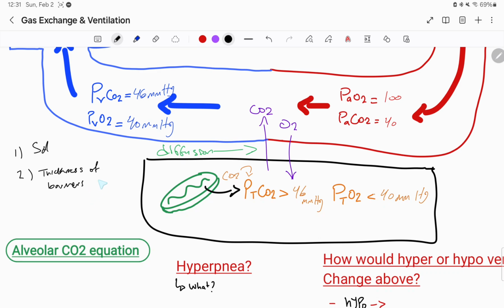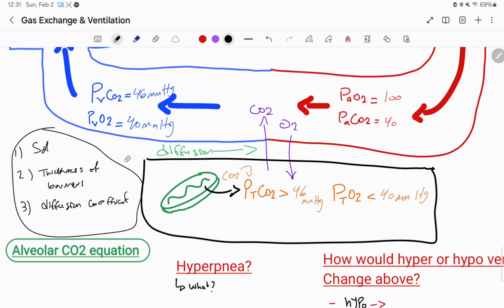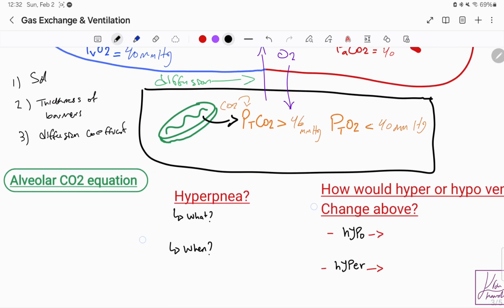So for example, the alveoli and the blood, okay? And then lastly, we'll talk about this, but the diffusion coefficient, which we talked about already. The diffusion coefficient is the K. So these three things, in addition to the partial pressures and all that stuff, are going to affect gas exchange. And we'll talk about these more in the next video.